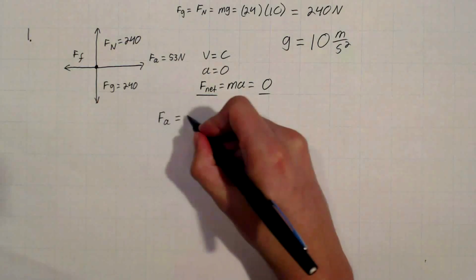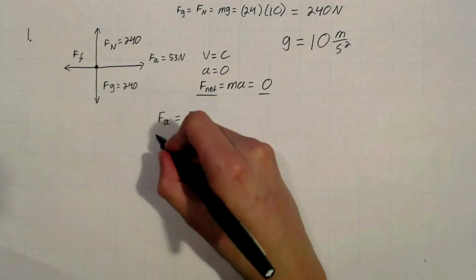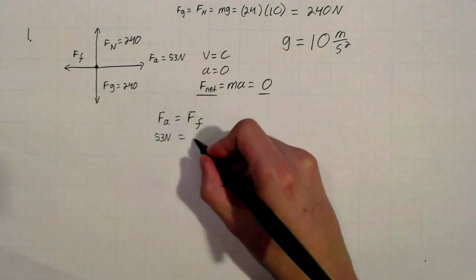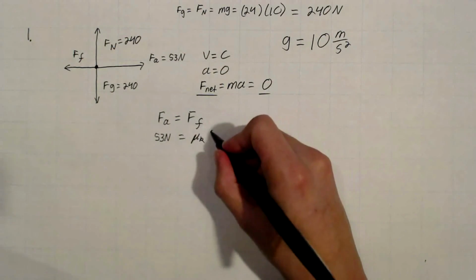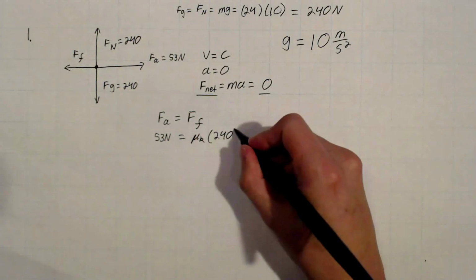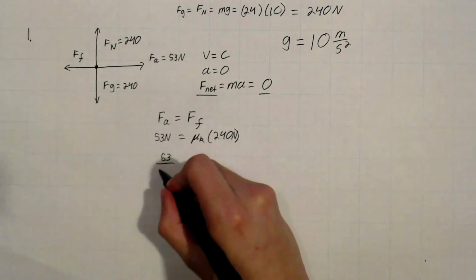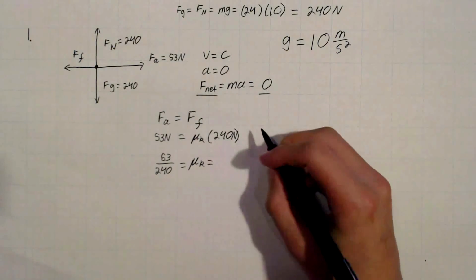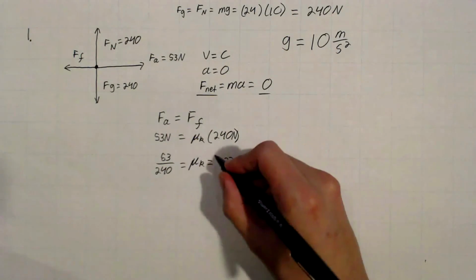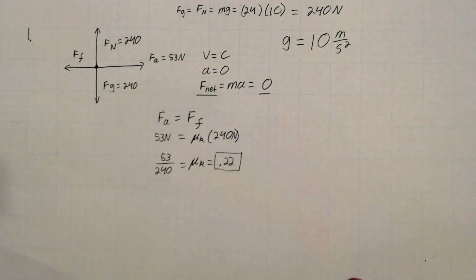So applied force has to equal force of friction, and applied force is equal to 53 newtons, which equals our force of friction, which is our kinetic coefficient of friction, mu sub k, times our normal force, which is 240 newtons. So if you divide this over, you get 53 over 240 equals our kinetic coefficient of friction, which is 0.22. And since it's a coefficient, it's just 0.22. There's no units. Coefficients of friction have no units on them.